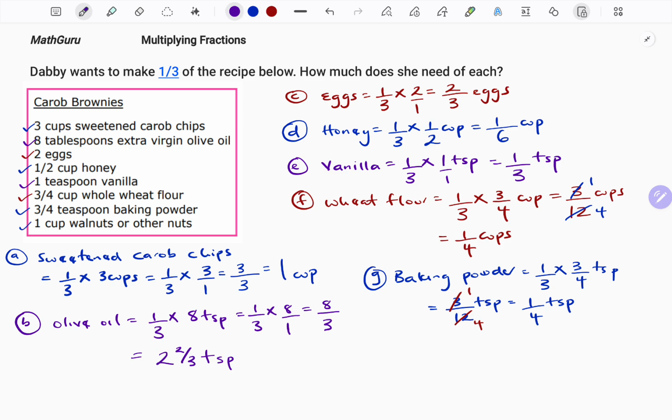And the last one on the list, walnuts or nuts, I need a third of 1 cup. So I need 1 over 3 of 1 cup. 1 times 1 over 3 is 1 over 3, so I need a third of a cup of nuts.